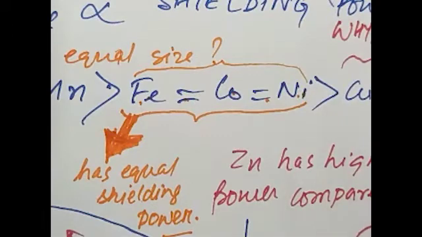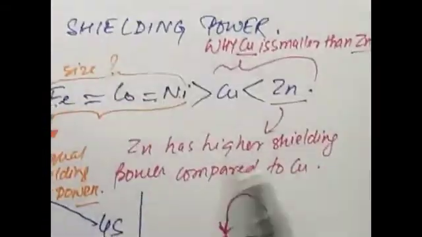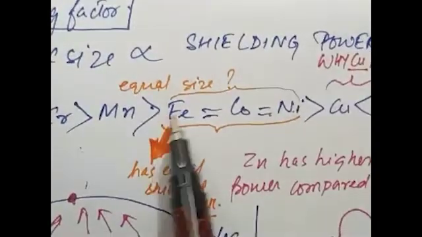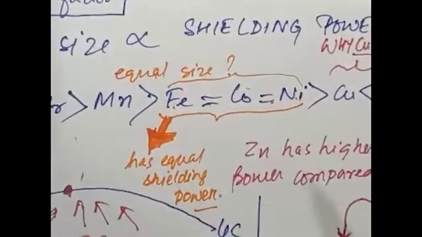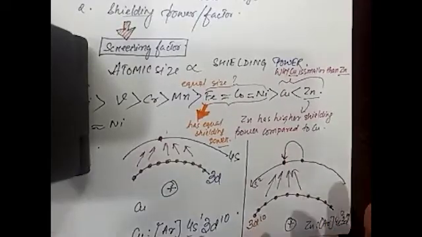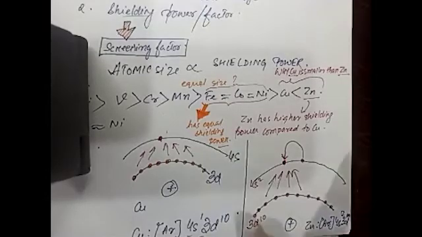So from copper to zinc, the size increases, but iron, cobalt, and nickel have equal shielding power. That's all. I hope you have understood. If you have any question, please ask. If there is no question, let us move ahead.